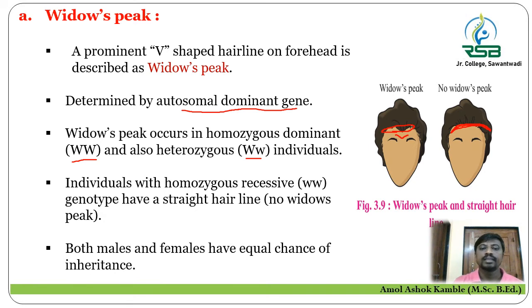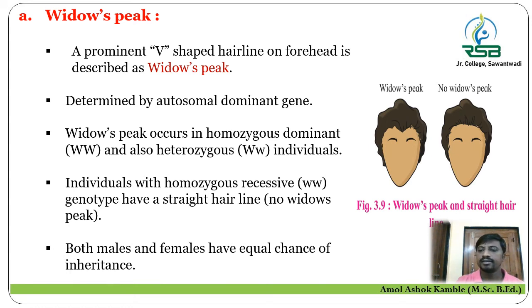While in case of homozygous recessive condition, that is small w, they are having the straight hairline, there is no widow's peak. In case of male and female, there are equal chances of appearance of widow's peak. So it is about the first autosomal dominant trait and the example is widow's peak.